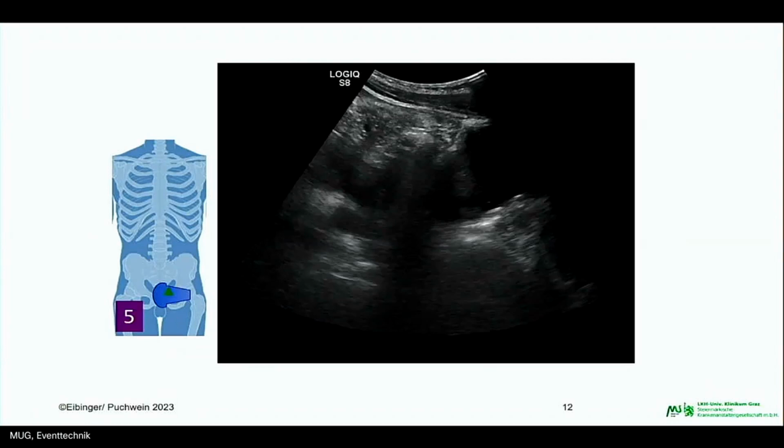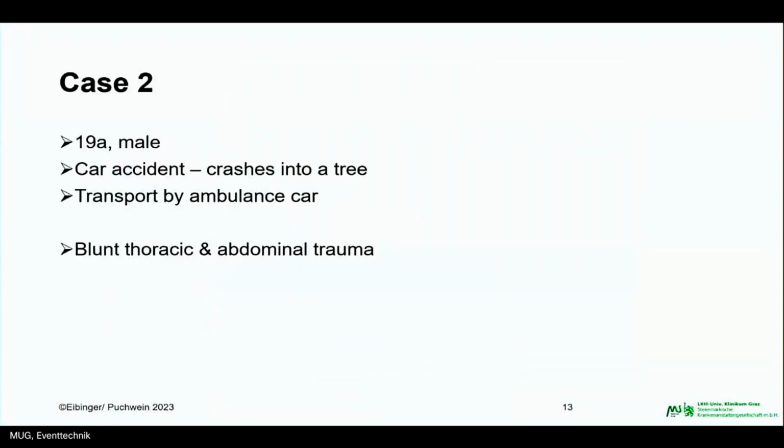That's the same patient with the bladder. Here you have the bladder, and here you have also some free fluid there. So what happened to the patient? The patient was undergoing surgery immediately afterwards, so the liver segment resection and the splenectomy were performed. Let's go to the next case.